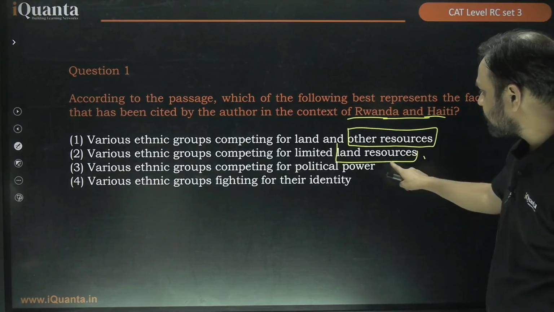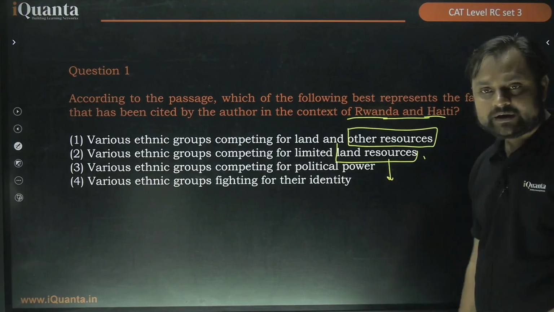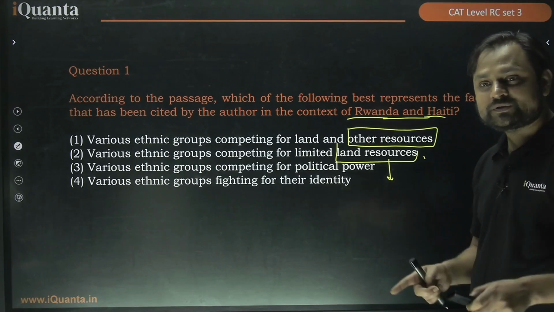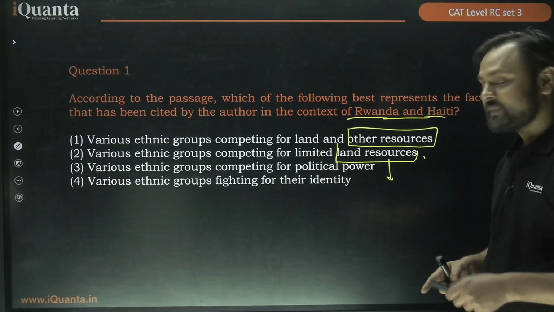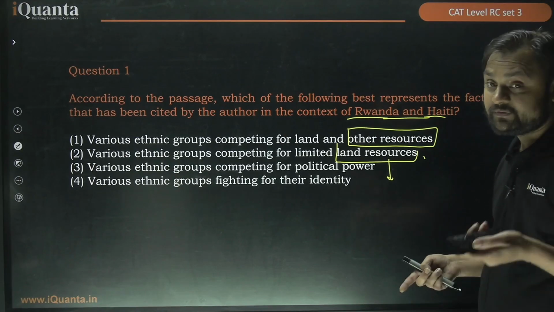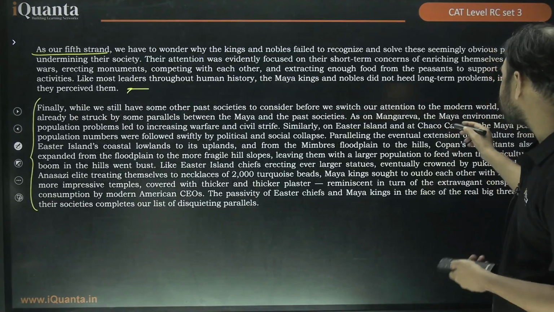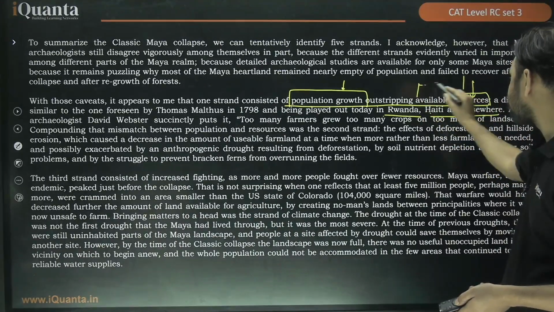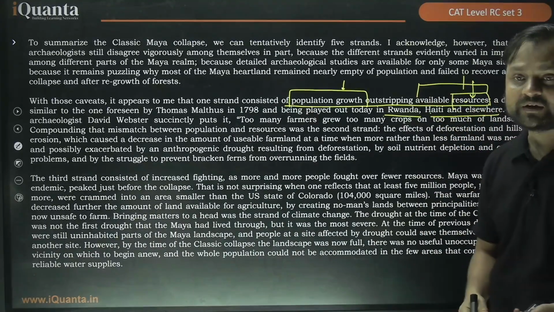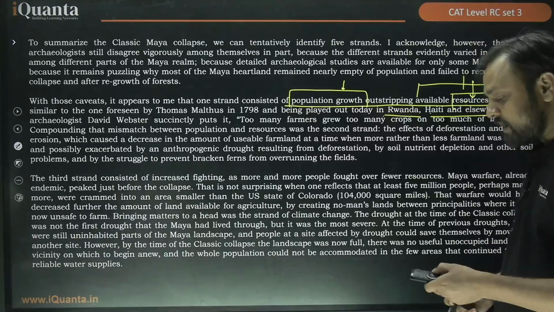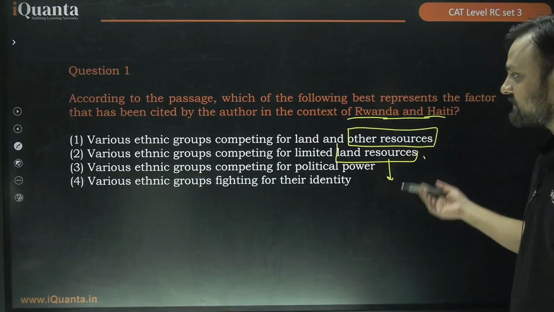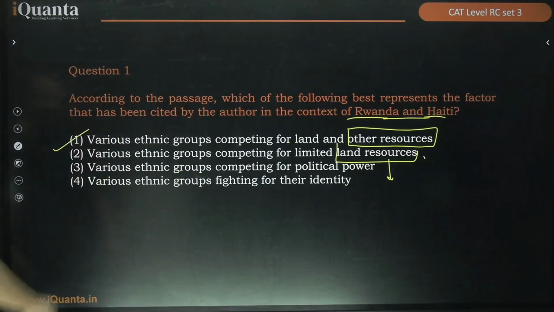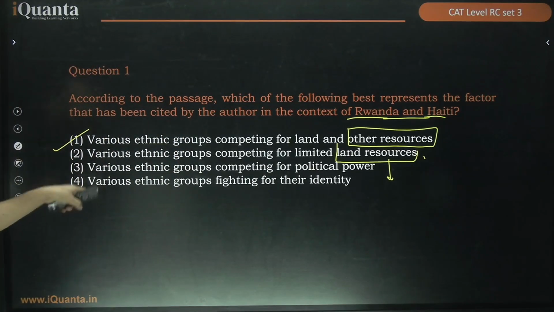Was it only about the land resource? Yes, land was scarce because of the growing population, but the other resources were also scarce because of this growing population, and this has been very clearly indicated when it talks about the available resources. Available resources also include other resources apart from land resources. So, out of these two alternatives, obviously one should go with one. That was nice. So, this is the answer, not the second one.